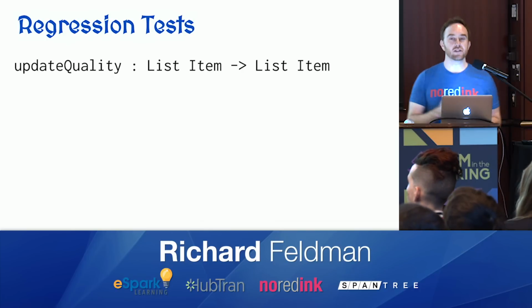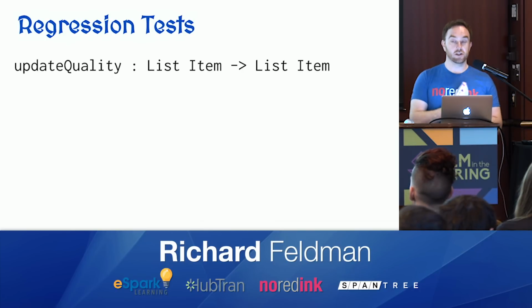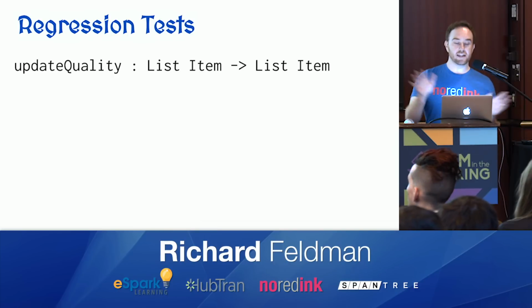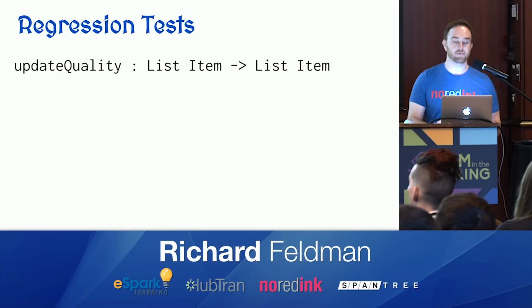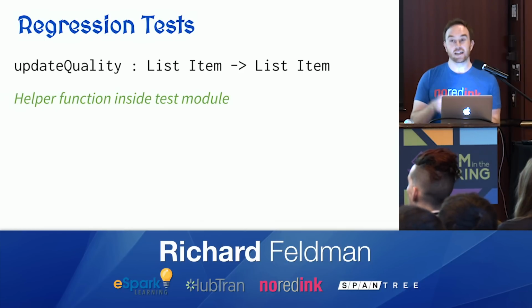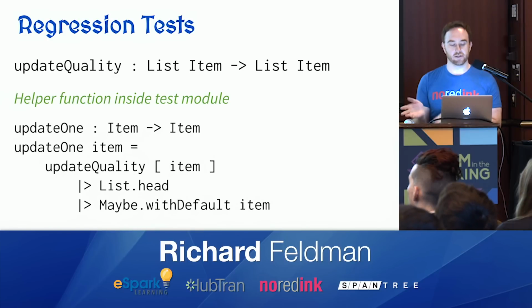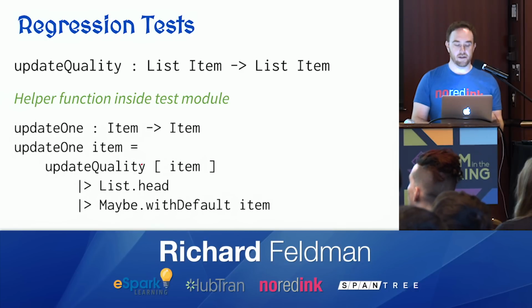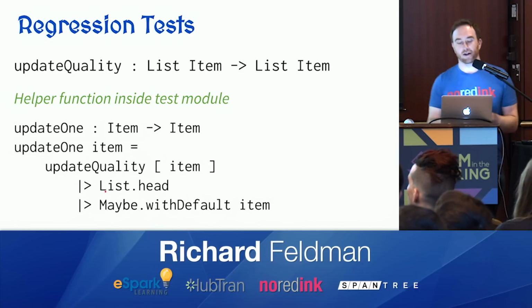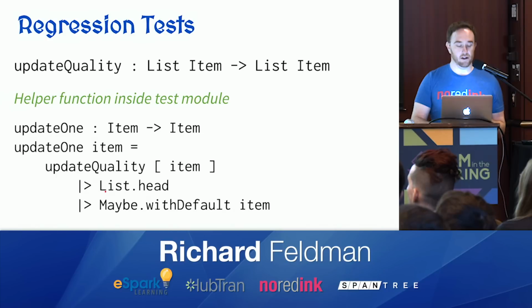Okay, so here's an example of the type of helper function we might need. Remember, the public API is just one giant update everything function, right? Update quality takes a list of items and returns the new list of items which have all had their quality values updated. So let's write a little helper function inside our test module that lets us focus on one individual item. It takes an item and returns an item, and all it does is wrap that item up in a list, because that's what update quality expects. I'm going to call it, and then just call list.head, because again, we expect that it's just going to have one element inside of it.